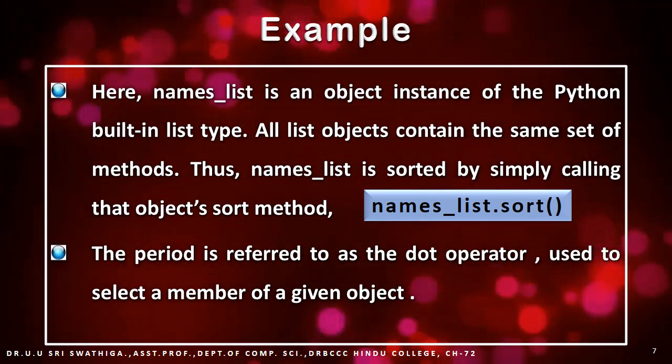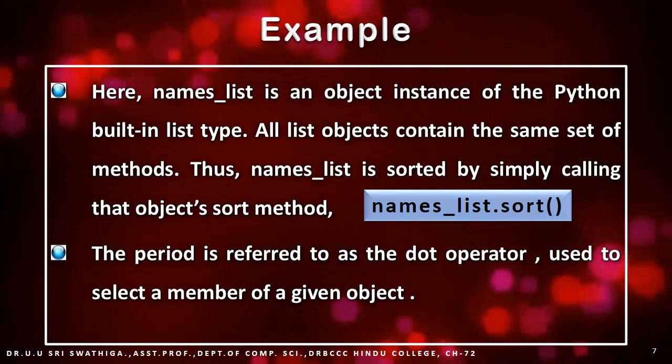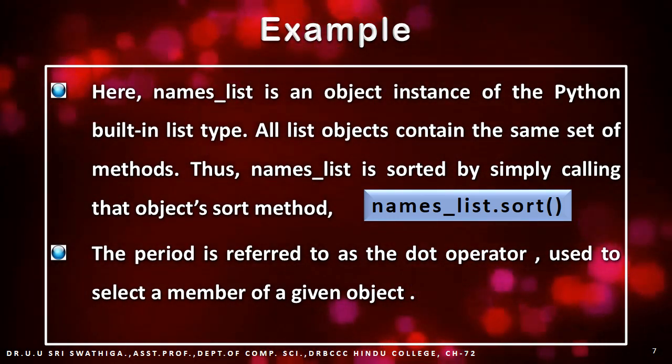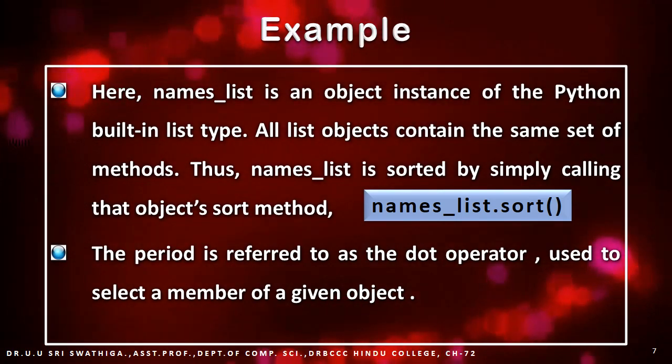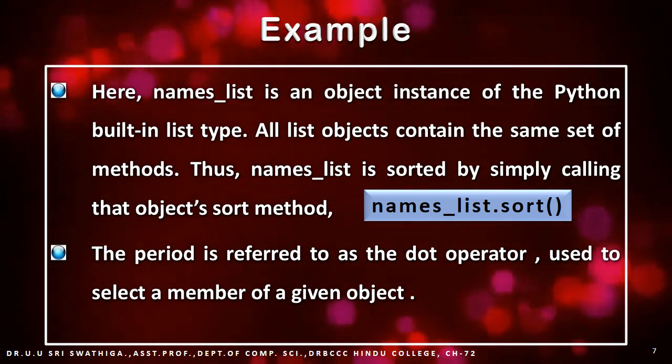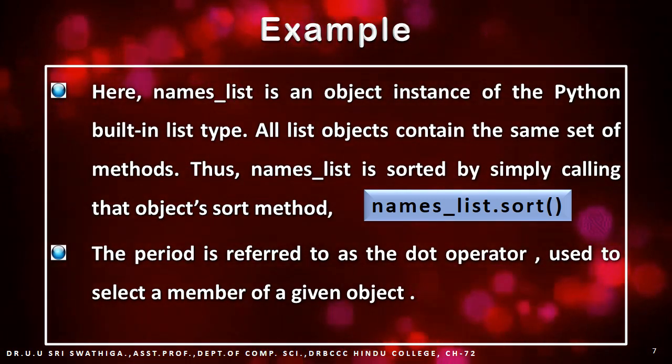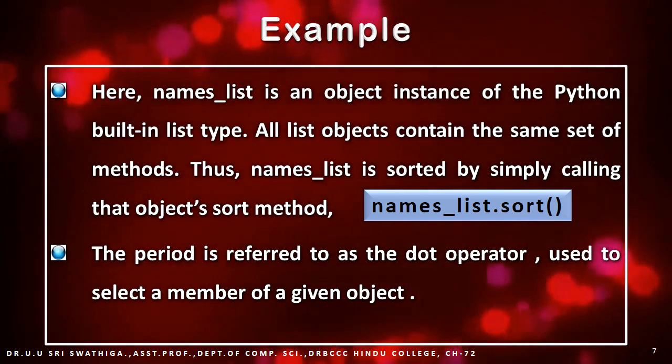The period is referred to as the dot operator, used to select a member of a given object, in this case, the sort method. Note that no arguments are passed to sort. That is because methods operate on the data of the object that they are part of. Thus, the sort method does not need to be told which list to sort.